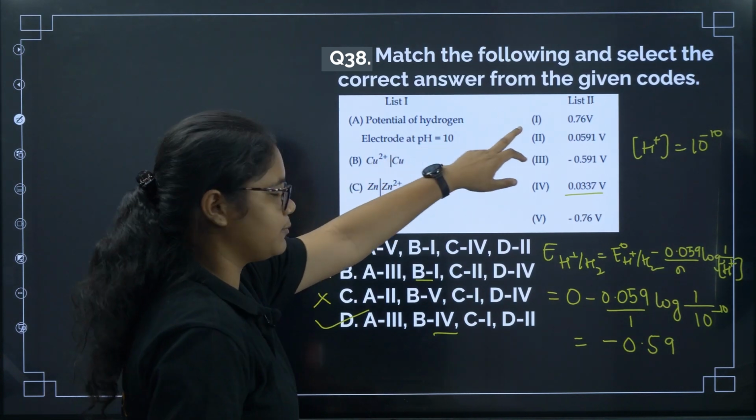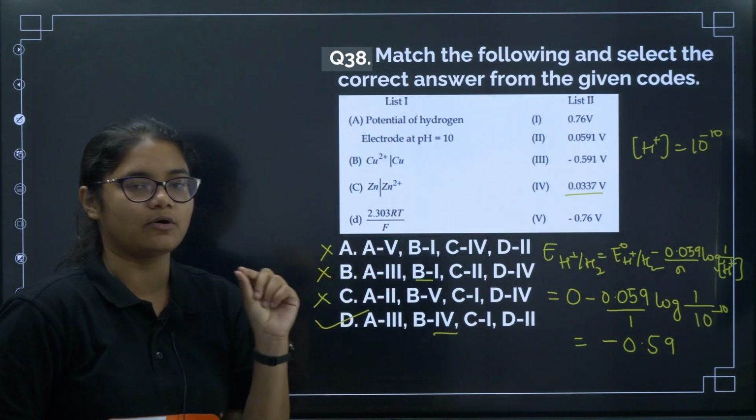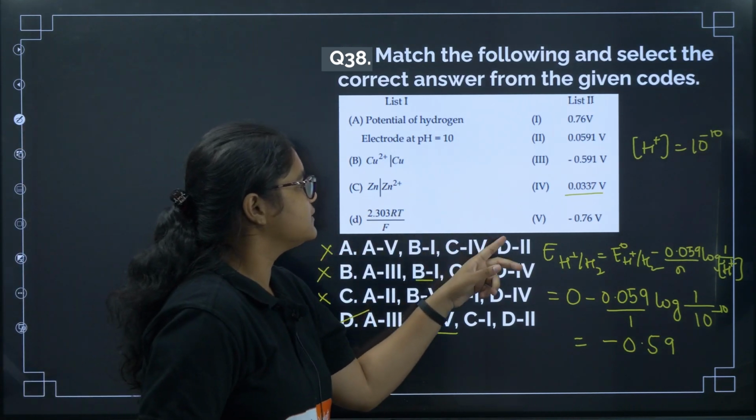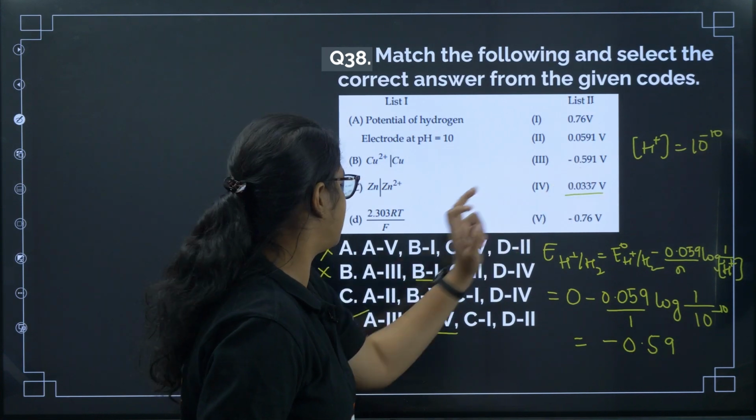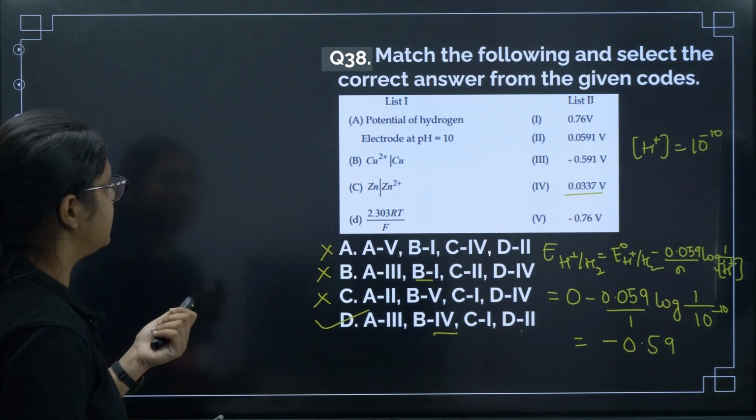Zn2+ is your 0.76 volt, and 2.303 RT by F, if you take all the standard conditions, you will get this one as 0.0591. So D has to be 2. Okay, the correct answer for this question is option number D.